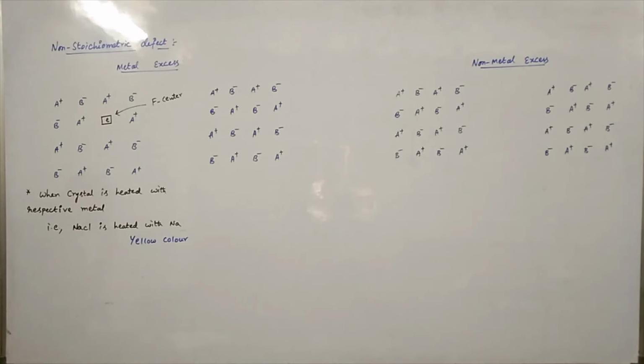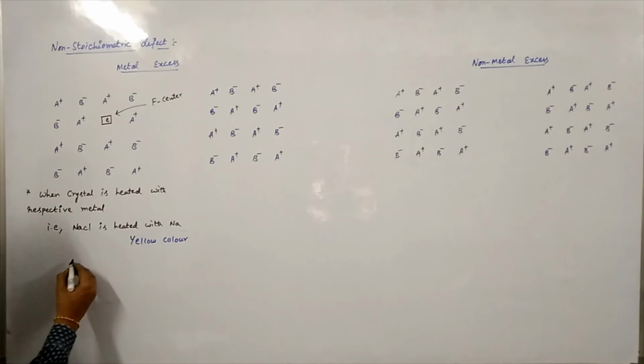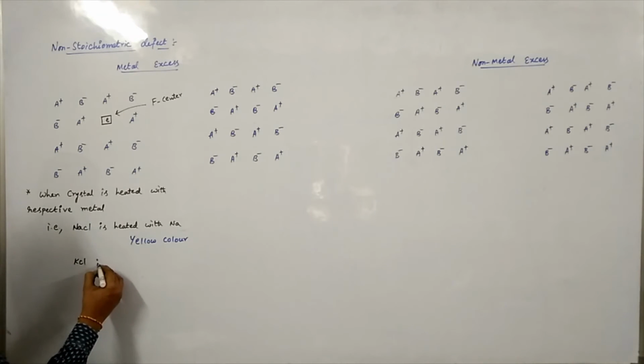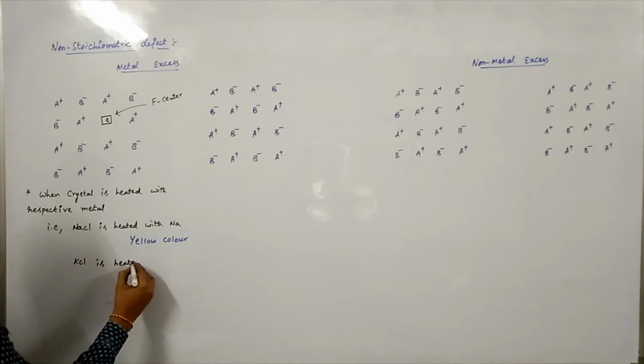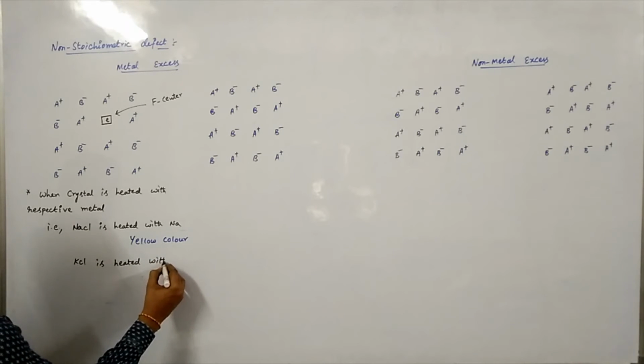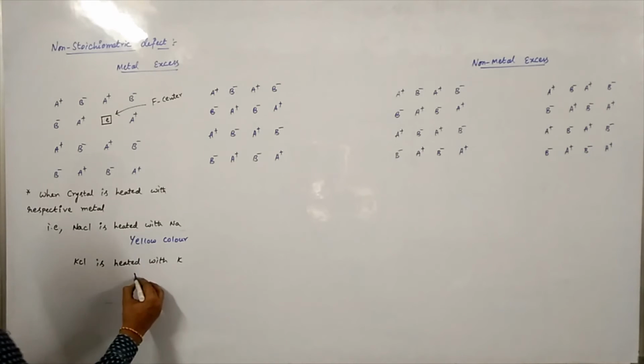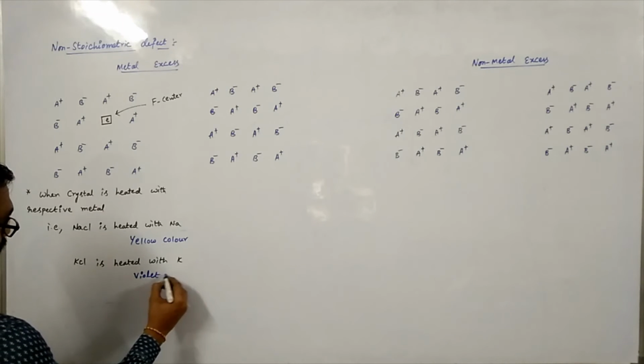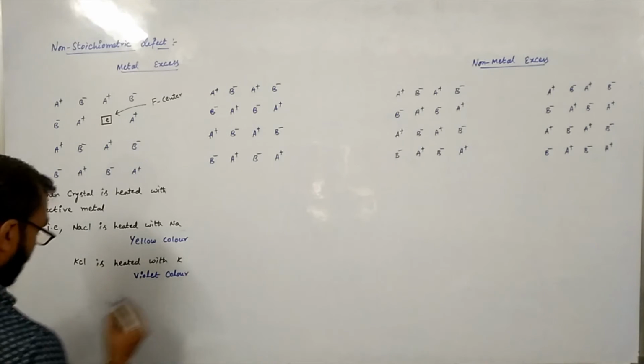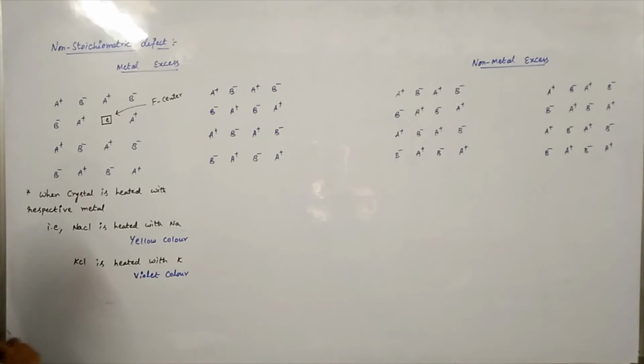Similarly, when lithium chloride is heated with lithium, pink. Potassium chloride is heated with potassium. You will get violet color. Lithium chloride heated with lithium, pink.